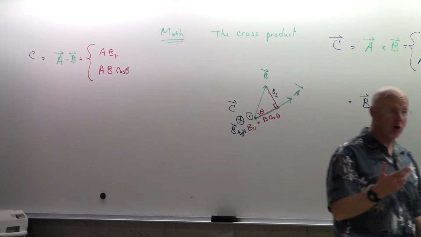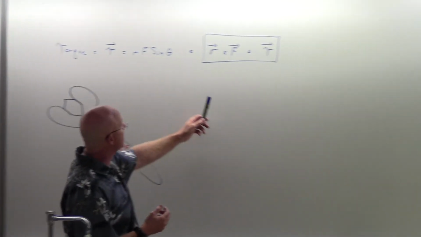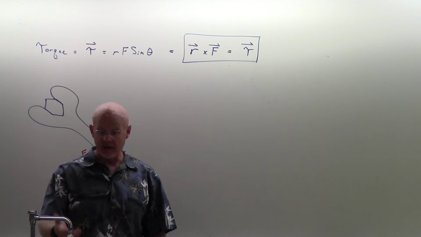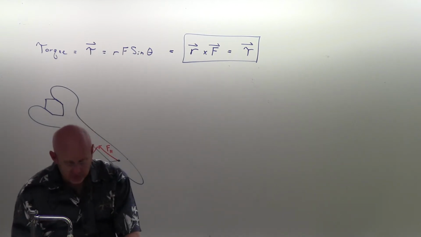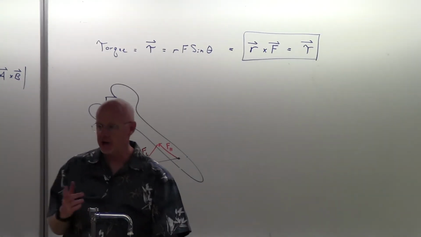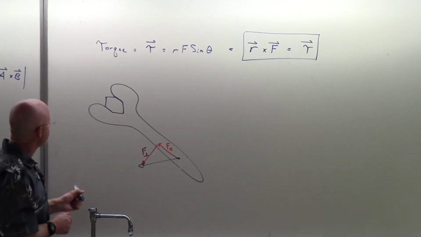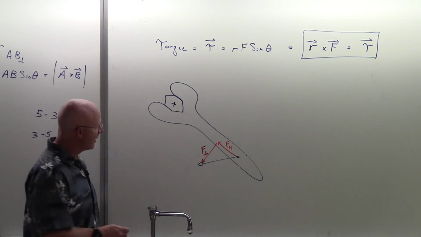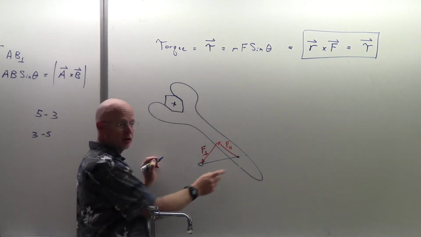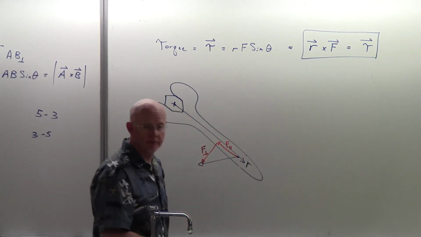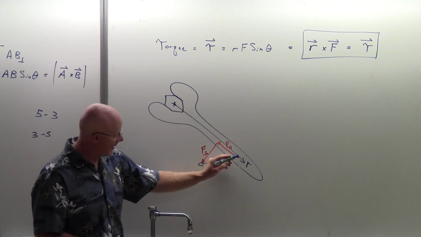And so let's come back to torque here for a moment. Notice I have listed it as R cross F. Notice I listed R first and then F. So let's look at this wrench here for a moment. Where's R? Well, I guess here's the pivot point, right? And so here's where I'm grabbing the wrench. So there's R. And there's F.